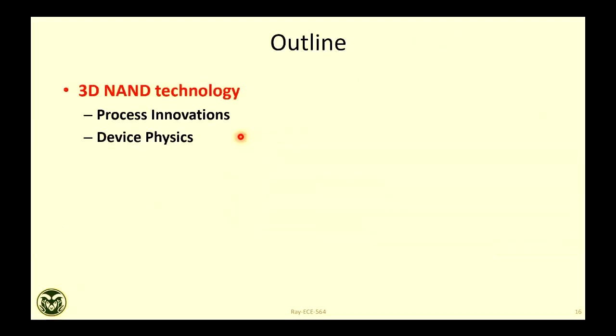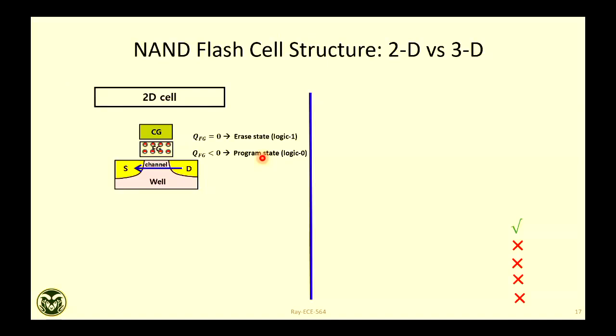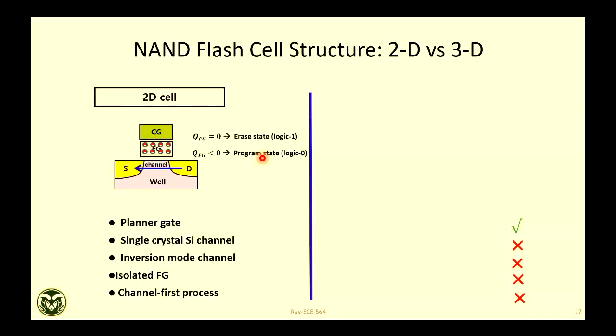Now, in a couple of minutes, we'll talk about some of the device physics of 3D NAND, and that's where your homework 5 will be coming in. For process, we don't have much homework, but on device physics, we can show some equations and you can calculate some of those problems. So let's look at how those 2D and 3D cells look.